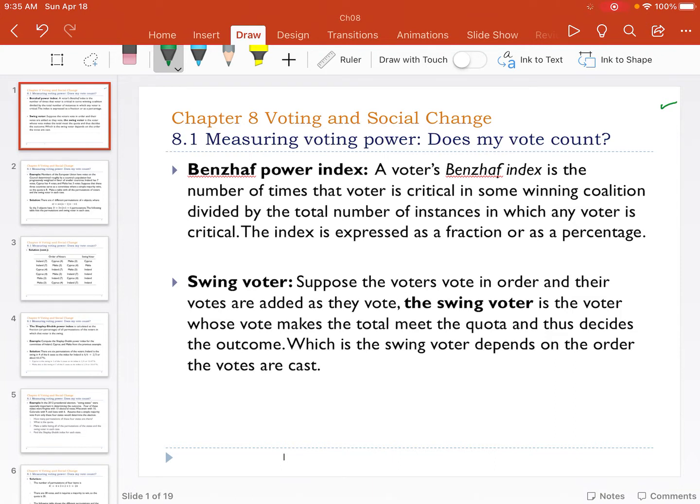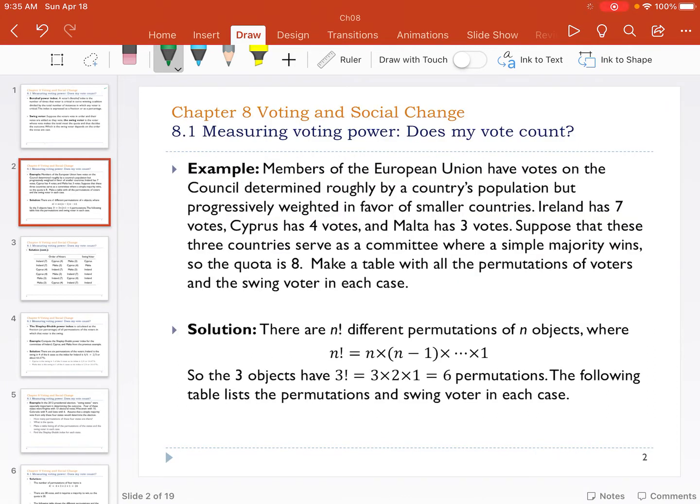But then we have the swing voter. This is something that's new to some of you. Suppose the voters vote in order, and we have to take care of all the permutations, all the orderings. The swing voter is the voter whose vote makes the total meet the quota and then decides the outcome. If you take care of all the orderings, there's no bias. It doesn't matter in which order you list the permutations, as long as you take care of all of them. Although some of you saw this already, think of it as a review.